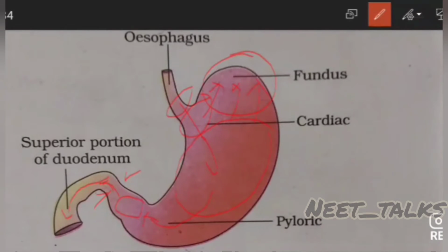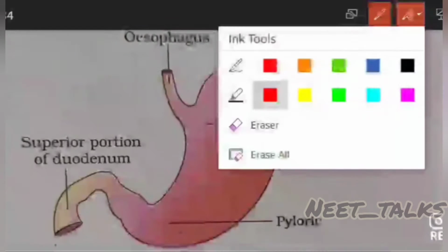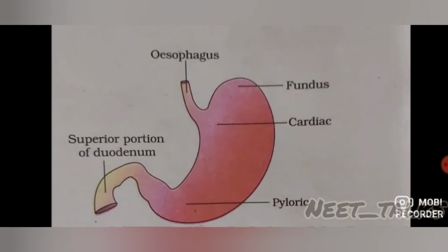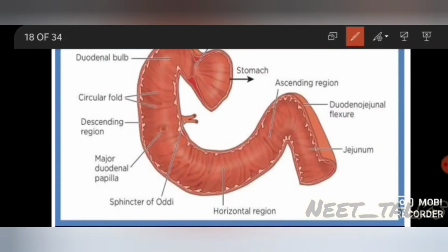So what are the parts? We will discuss once more. Here is the cardiac part. Then this is the fundus, that is the upward elongation from this cardiac part. Then the body of the stomach, and then the pyloric part. This pyloric part consists of an antrum and a canal, and it ends at the pyloric sphincter where the duodenum starts. So as already stated, this entry of the food from the stomach to the duodenum is regulated by this pyloric sphincter. You see, this is the pyloric antrum, the pyloric canal, and the pyloric sphincter where the stomach opens into the C-shaped duodenum.